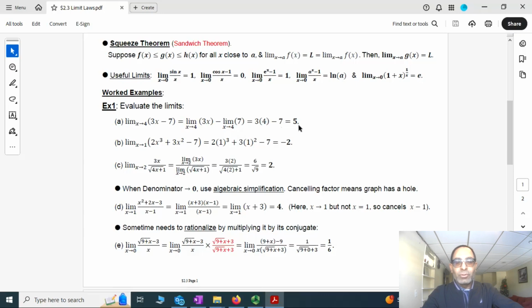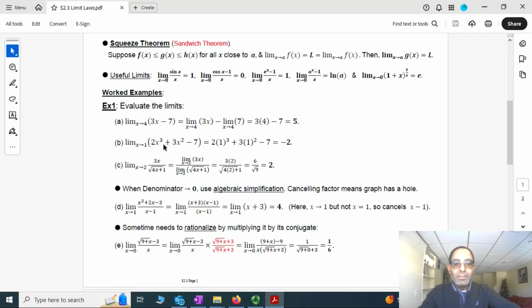Then do the last step here. 3 times 4 is 12, minus 7 equals 5. So our answer for limit question A is 5. I hope it makes sense. Okay, let's continue. Question B.